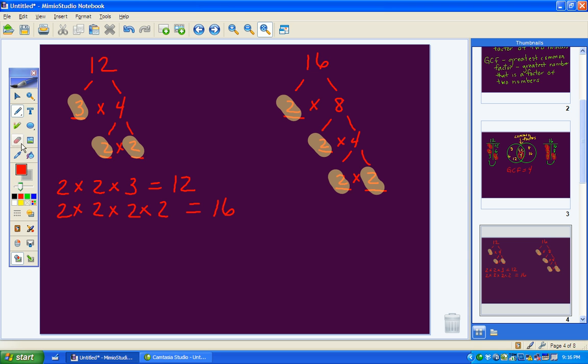I'm now going to go through, and for every pair I see, I'm going to be circling them. Here is a 2 and a 2. Here's another 2 and 2. The 3 doesn't have a partner, and these 2's don't have another partner. So to find my GCF, I take the pairs and multiply them together. So there was a 2 and another 2, and 2 times 2 equals 4. So that is my GCF.